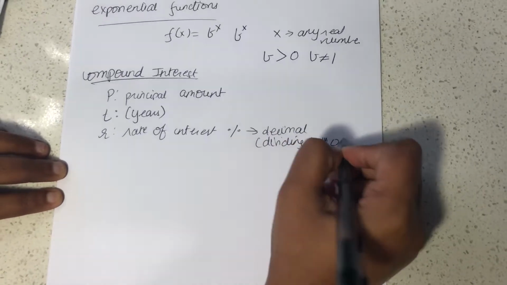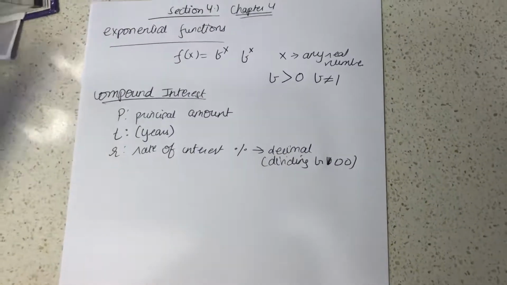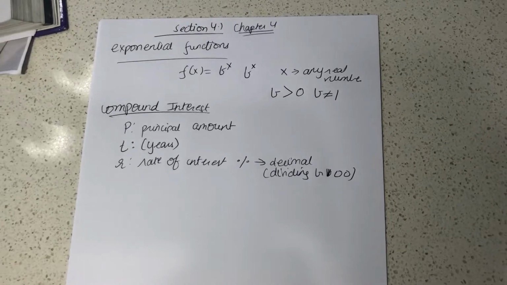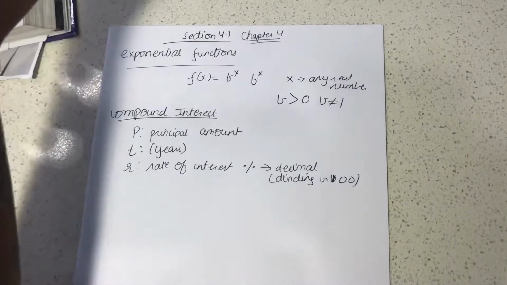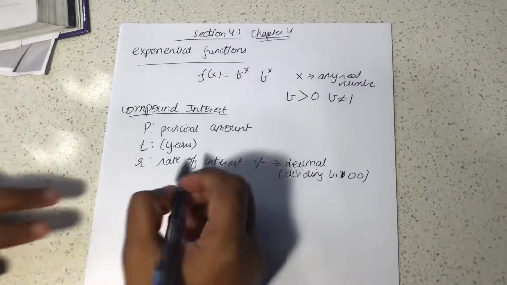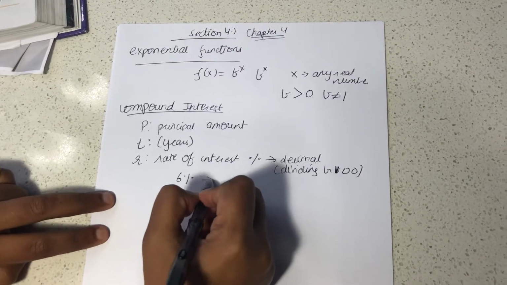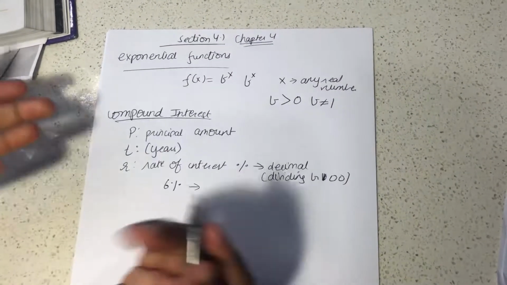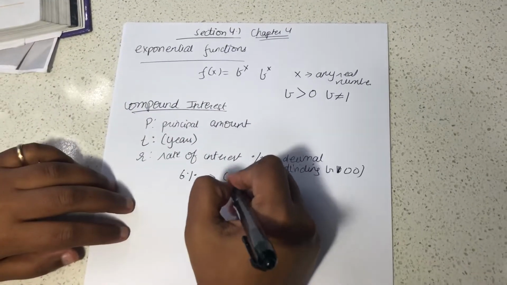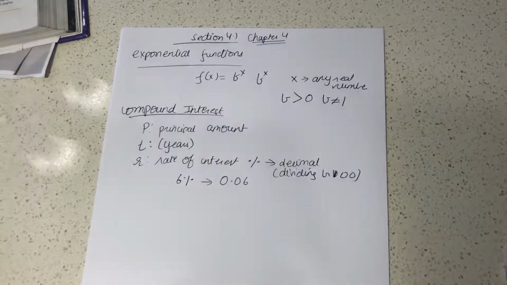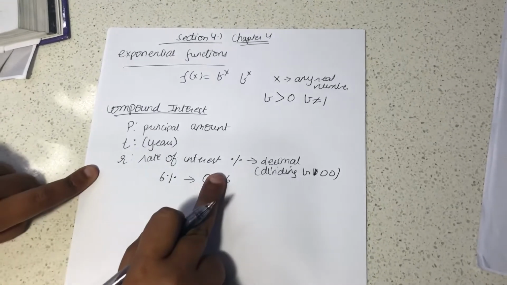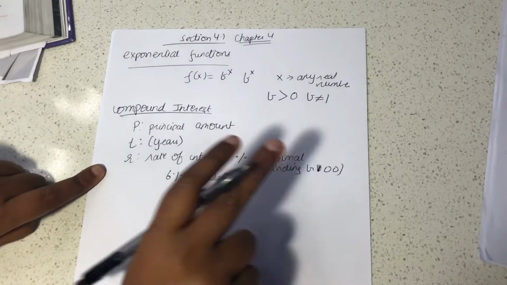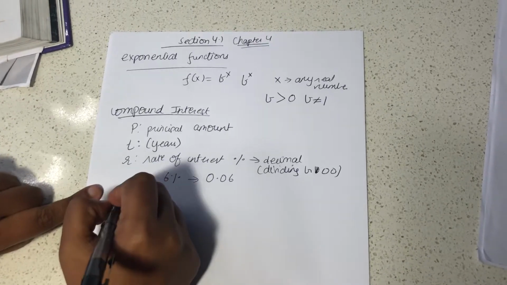In the formula, the rate of interest will be given to you in percentage, but you have to convert it into decimal. So if I say 6%, what is it in decimal? Divided by 100. 6 divided by 100, when you do it in the calculator, becomes 0.06. So whenever the rate of interest is given in percentage, you have to convert it into decimal. Then there is something known as N.